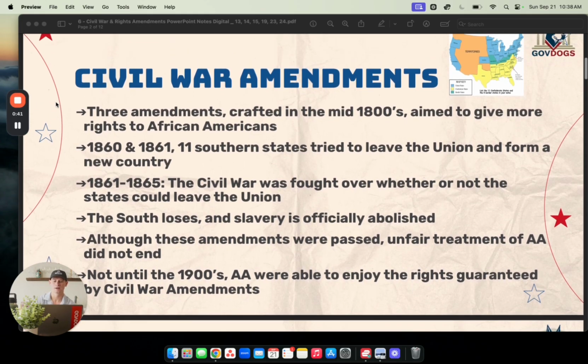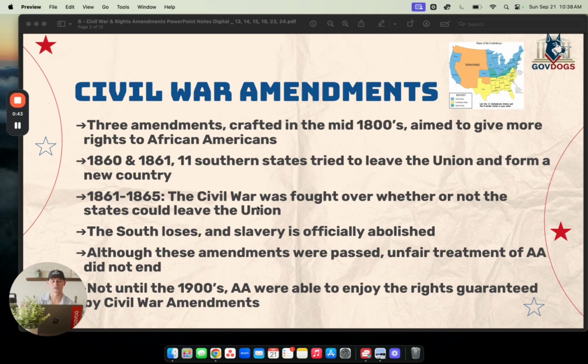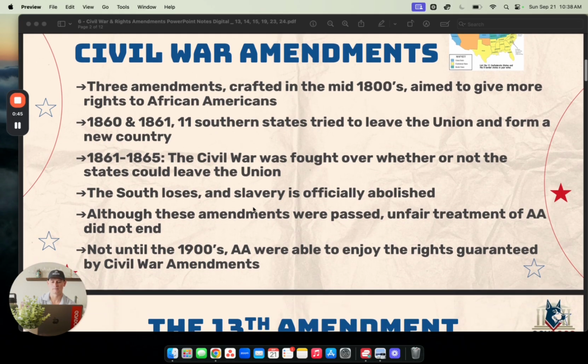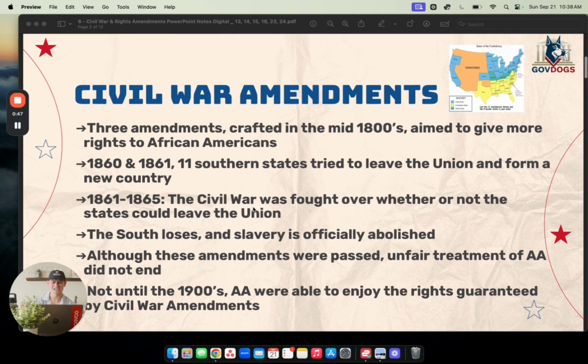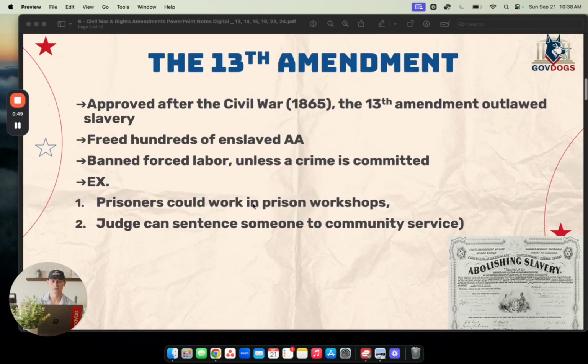Not until the 1900s were African Americans able to enjoy their rights guaranteed by these Civil War amendments. So the 13th Amendment, approved after the Civil War, outlawed slavery. The 13th Amendment abolished slavery. This freed hundreds of African Americans, and banned forced labor unless a crime is committed.